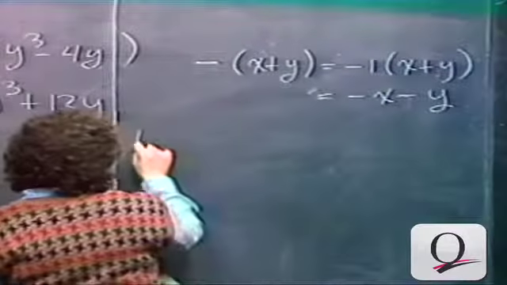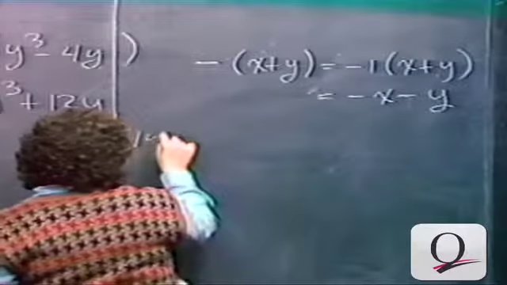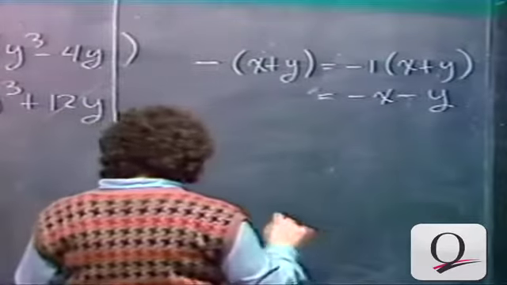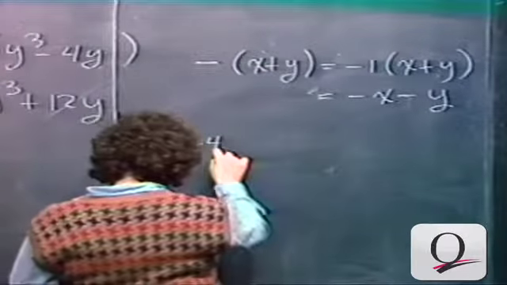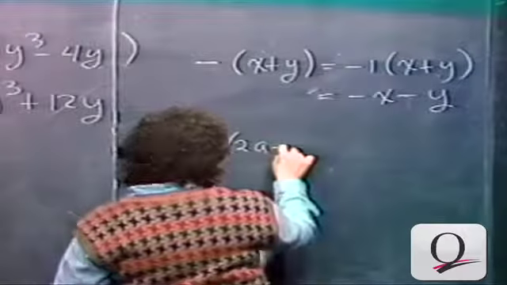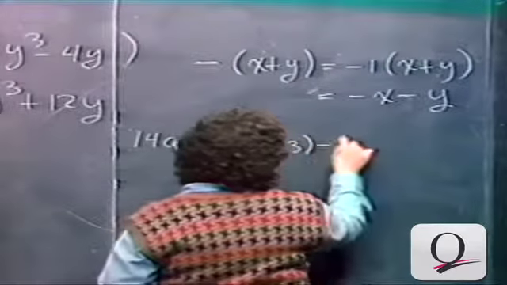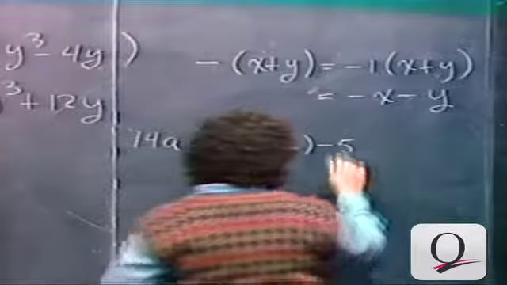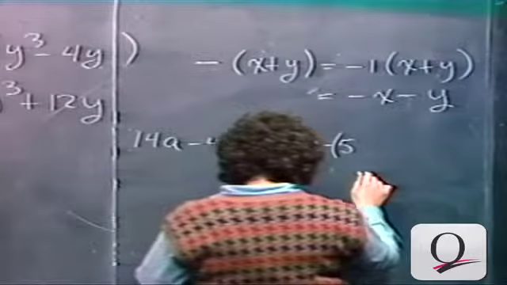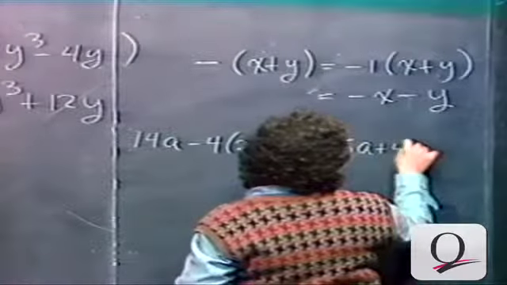All right, what about this? 14a minus 4 times 2a minus 3 minus, in parentheses, 5a plus 4.